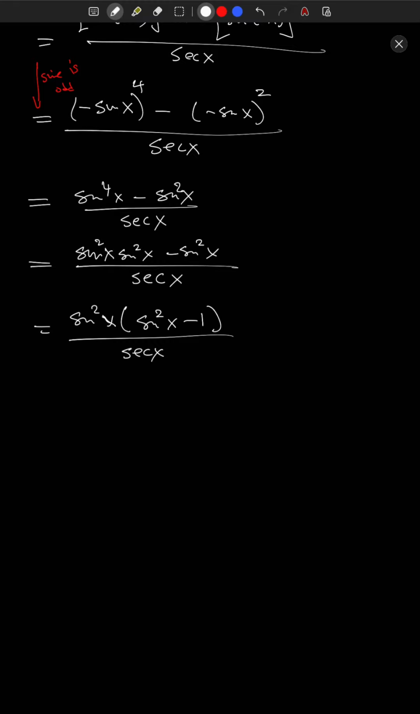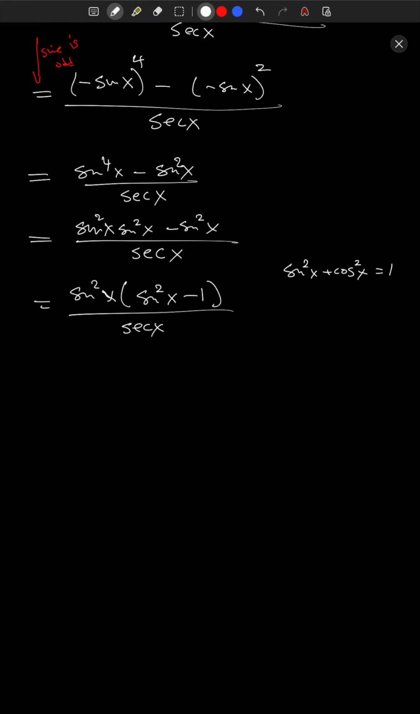And why did I do that? Well, I know that sine squared x plus cosine squared x equals 1, right? And so that means if I throw the 1 to the left and the cosine to the right, then sine squared x minus 1 is equal to minus cosine squared x. Okay? And so this guy can be simplified to sine squared x times minus cosine squared x over secant x.